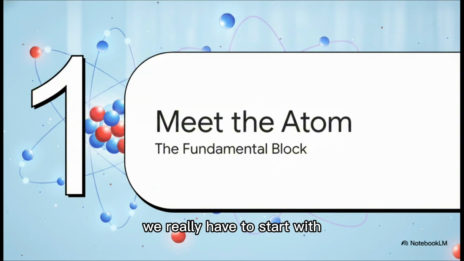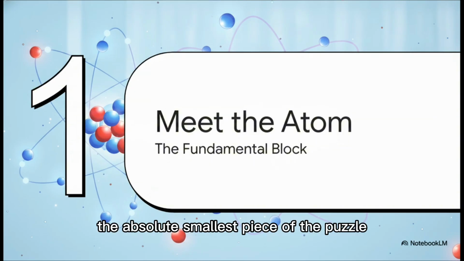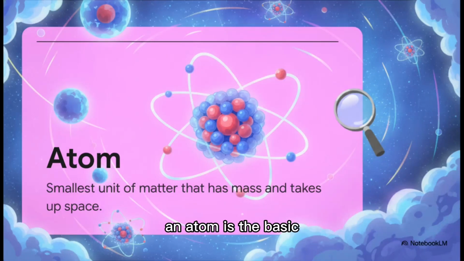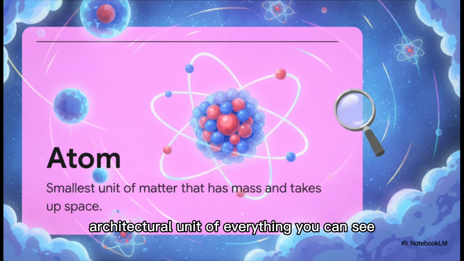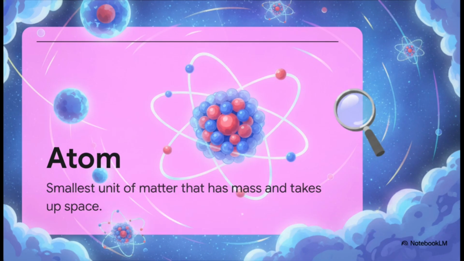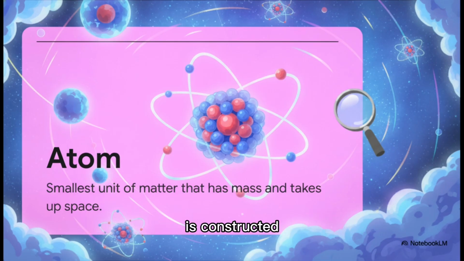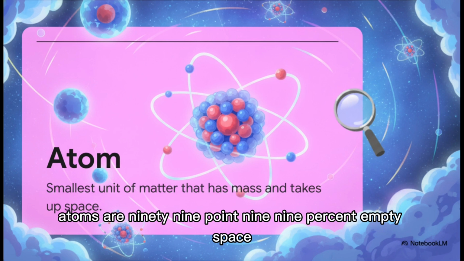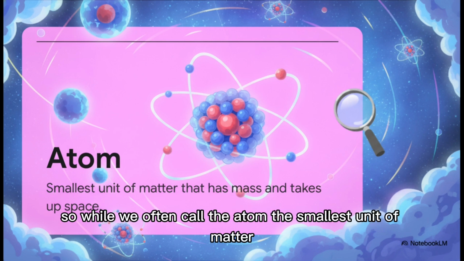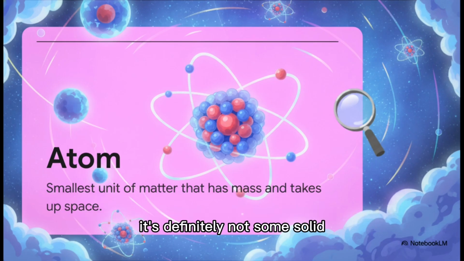We really have to start with the absolute smallest piece of the puzzle. An atom is the basic architectural unit of everything you can see, touch, and breathe. It literally defines matter itself. It's the fundamental building block from which all the complexity in the universe is constructed. But here's a genuinely crazy fact. Atoms are 99.99% empty space. So while we often call the atom the smallest unit of matter, it's definitely not some solid, featureless little sphere.